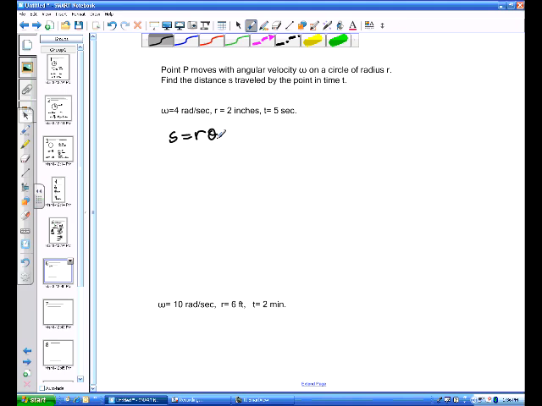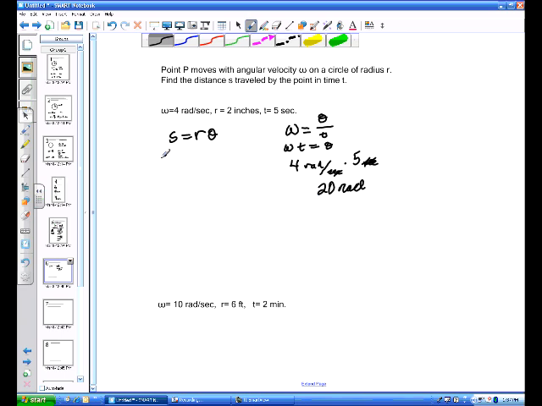So we've got to come up then with our theta. We're given our angular velocity, we're given the radius, but we're not given theta. So we go to our other formula for angular velocity, remember, is theta divided by time. So our angular velocity times time will equal theta. Well, our angular velocity was 4 radians per second. Our time was 5 seconds. So the seconds cancel, and we end up with 20 radians.